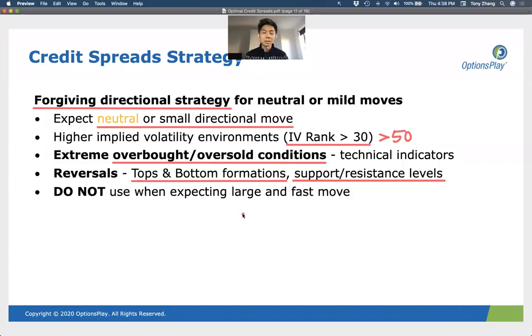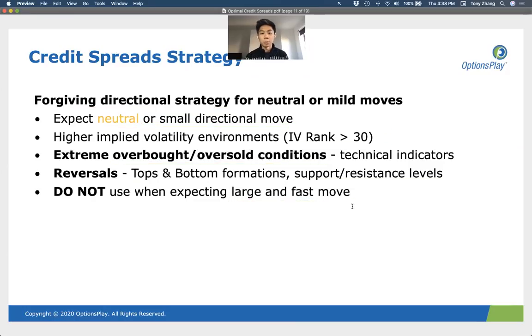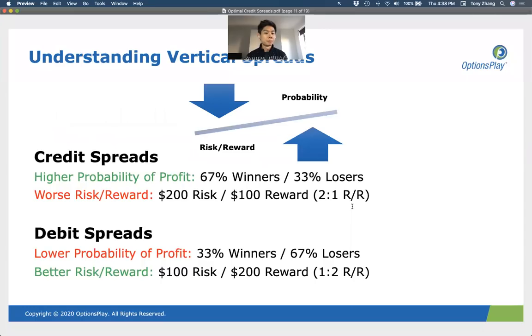spread. And lastly, you do not want to use this strategy when you're expecting a large and fast move. So you only want to use this when you expect more of a small and neutral move in the broader markets or in the specific name or ETF that you're currently trading.